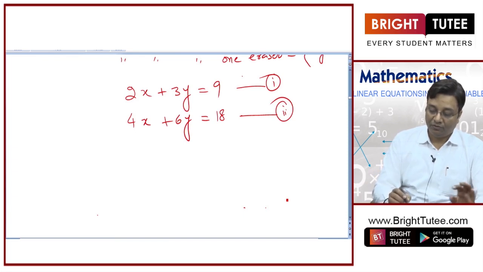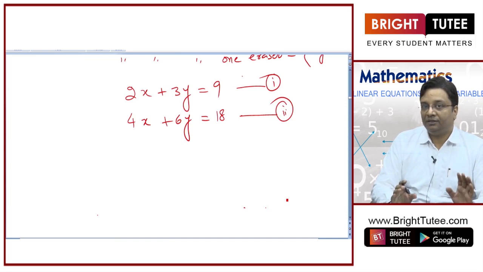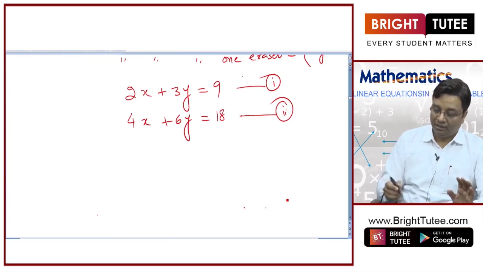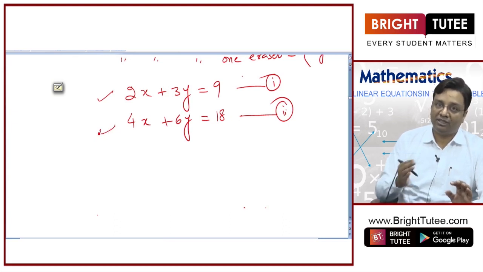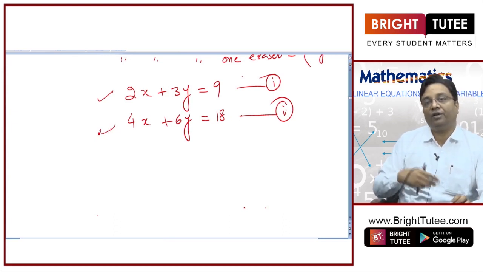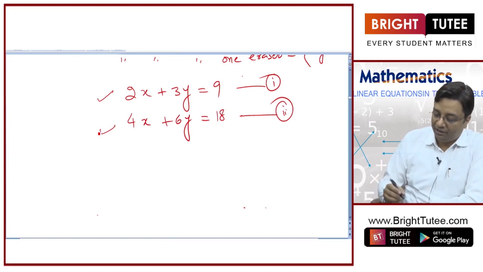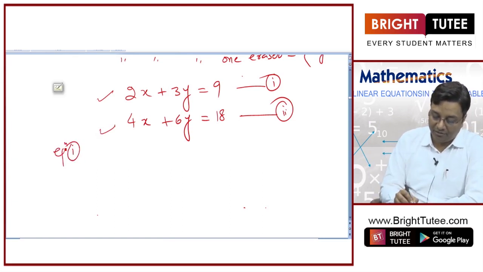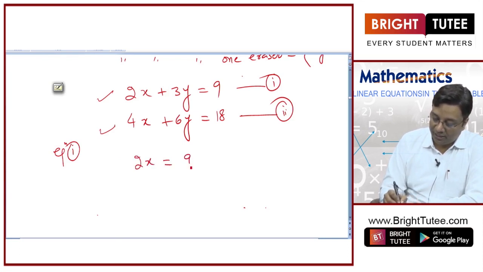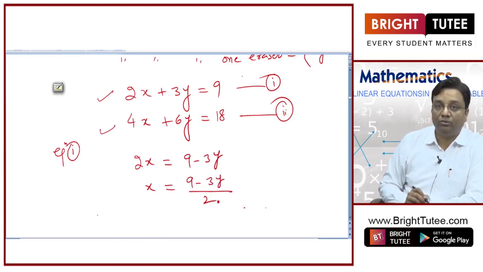Okay, so what substitution you want to make is up to you. It is as per your convenience. You can use equation number 1 or equation number 2. You can substitute value of x or value of y. So let me take equation number 1 and substitute value of x. So 2x is equal to 9 minus 3y. It will give me x equal to (9 minus 3y) divided by 2.